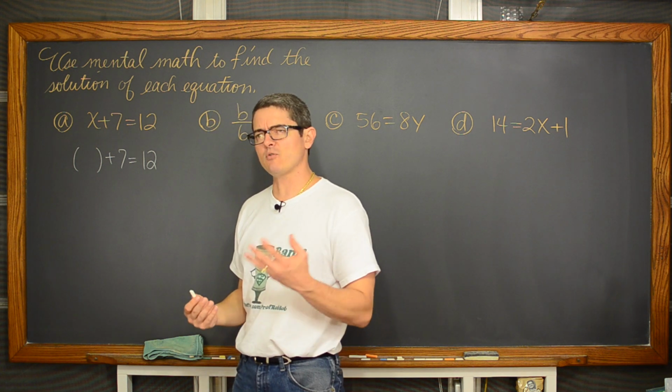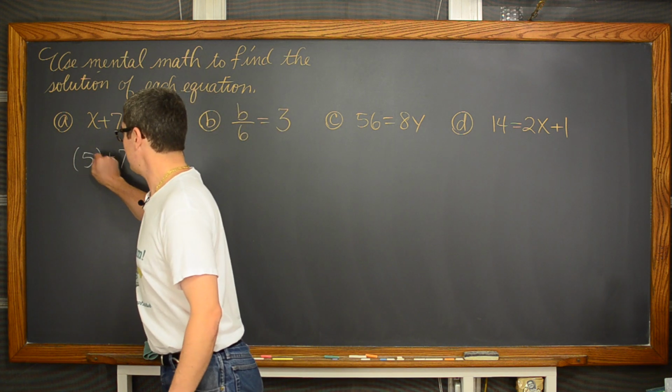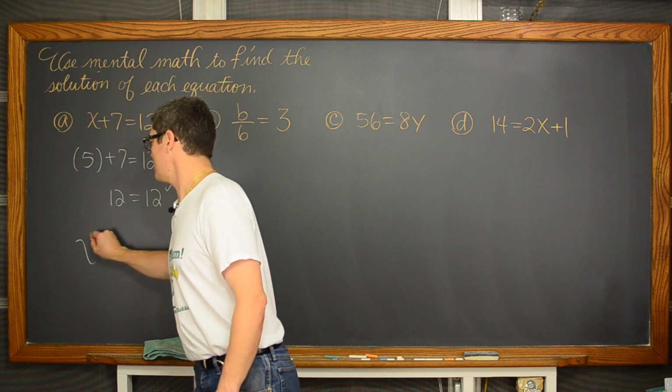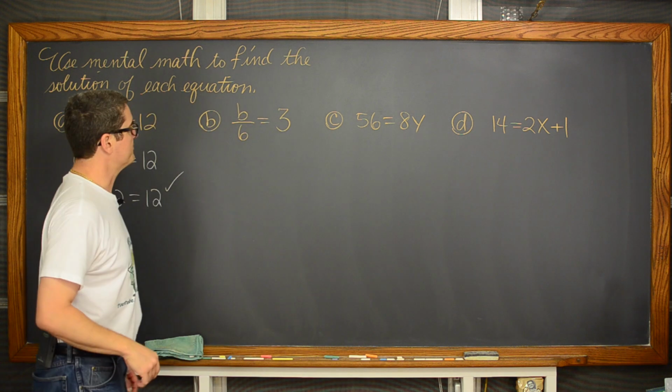4? Let's see, 4 plus 7, that's equal to 11. No, what about 5? If we plug 5 in, we do get 12 is equal to 12. So our solution to this equation is x is equal to 5.